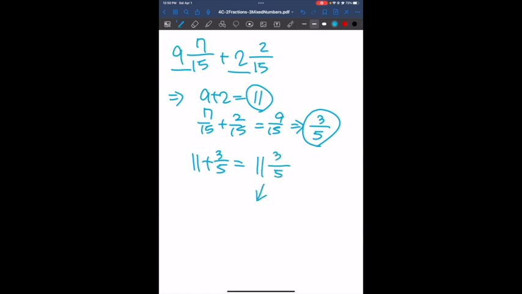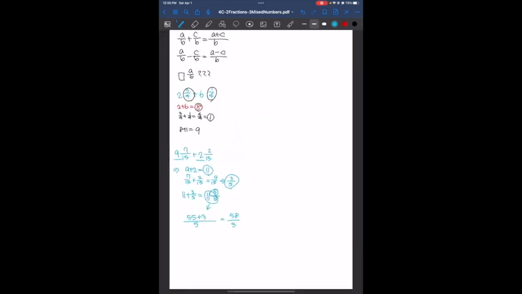Now just for clarification, we can write this as an improper fraction as well, based on what we learned last class. So keep the denominator, multiply the whole number by the denominator, which is 55, and then add the original numerator. And so the way to write that as the improper fraction is 58 over 5. And now let's look at some more problems that involve addition and subtraction of mixed numbers and fractions.